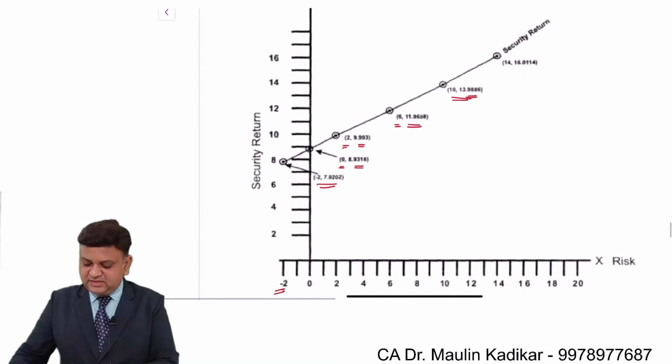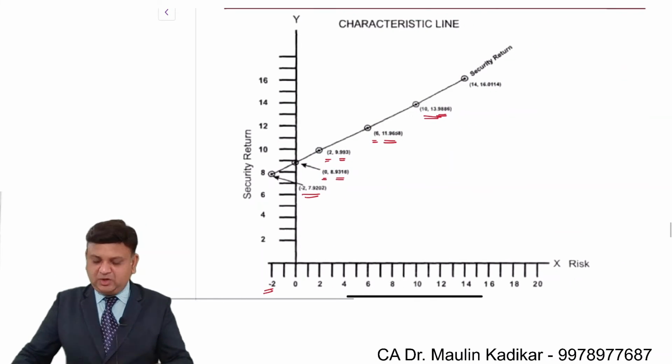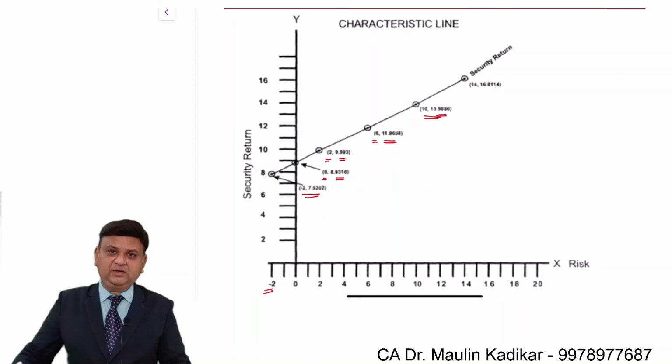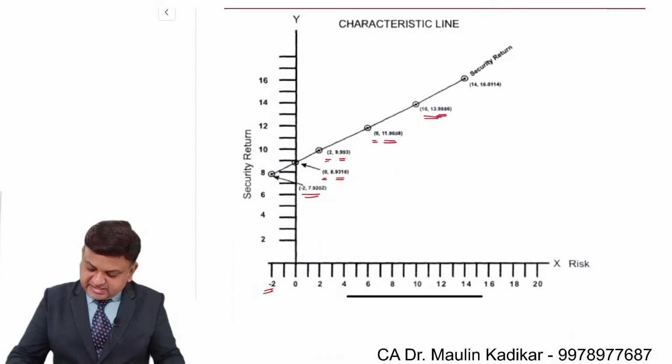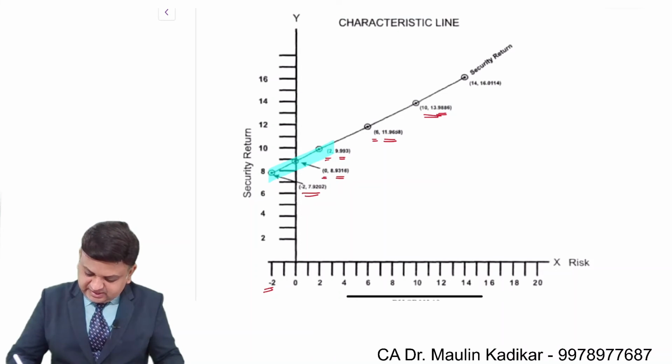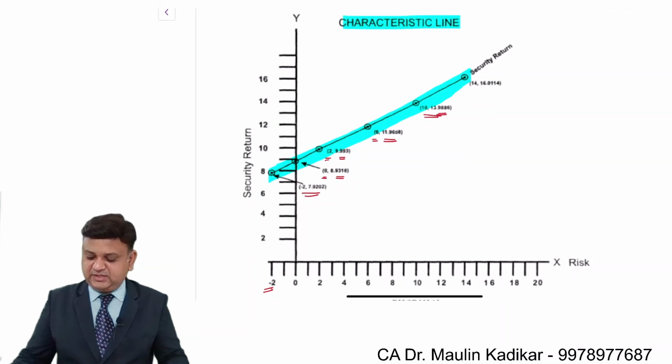This is the way we are required to compute the required rate of return for different returns on the market portfolio. And this line is given the name characteristic line.